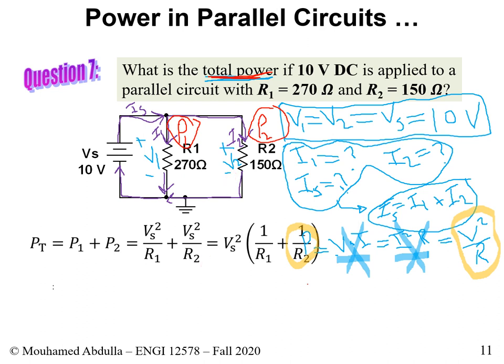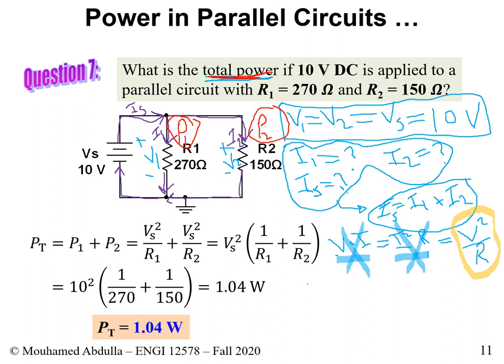Now what we could do is essentially factor the value. Maybe I could erase this so you can see this part. We could factor the value of Vs, the voltage, and take it outside. And I have 1 over R1 plus 1 over R2. Maybe now we could plug in the values. So the voltage is 10 volts, 10 volts squared, and then R1 is 270 ohms, R2 is 150 ohms. We do the calculation, and we determine that the total power is 1.04 watts. And that's how we were able to obtain the total power.